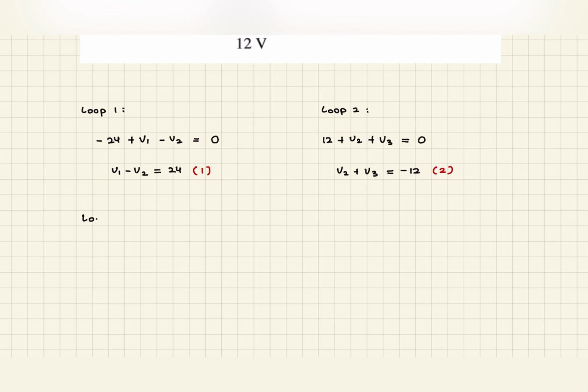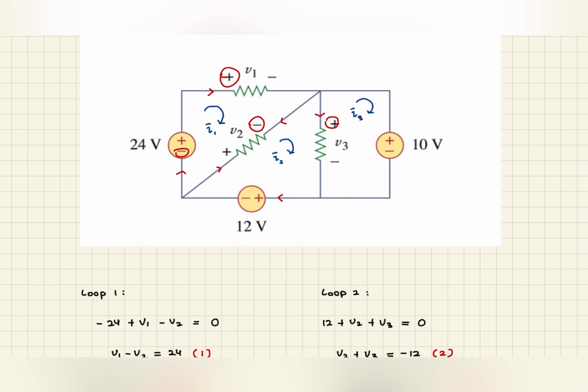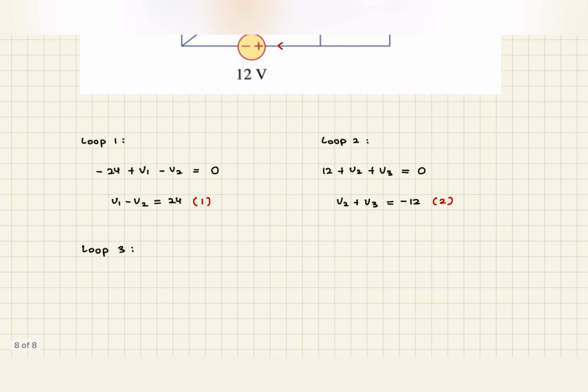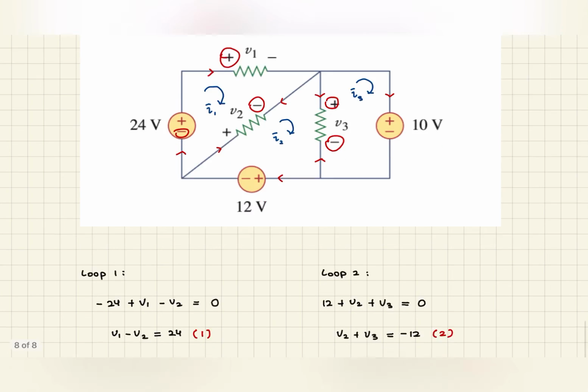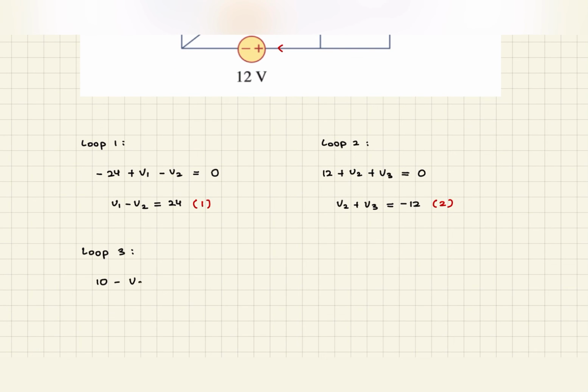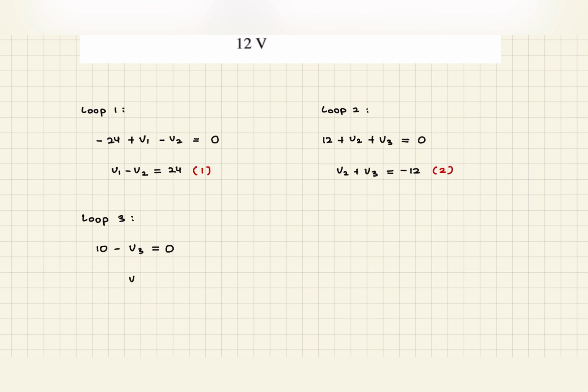Let's do the same thing for loop 3. Again, look at the current flow. It flows through the battery, through the positive terminal, so plus 10. And then it passes through V3 through the negative terminal this time, so minus V3. And this should equate to 0 again. Now for the third equation, you can see that this directly gives us 10 volts for V3. So we have one answer already. We can now solve for the other two.